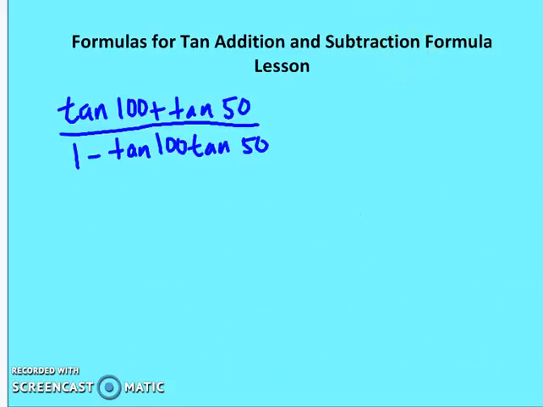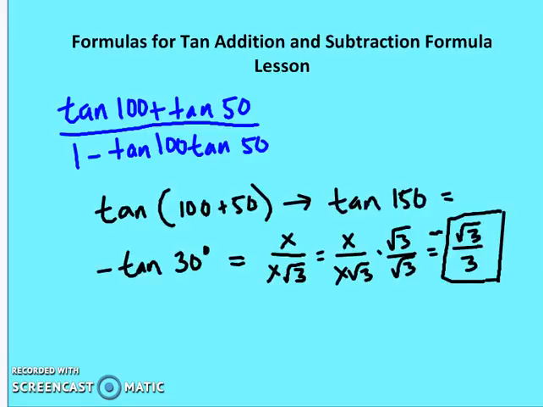Next problem. Okay, so now I'm going to go in the other direction: tangent 100 plus tangent 50 over 1 minus tangent 100 tangent 50. This ends up being tangent of 100 plus 50, or I can rewrite this as negative tangent 30. I evaluated here negative 1 over root 3, which is equal to negative 1 over root 3 times root 3 over 3, which is equal to negative root 3 over 3.